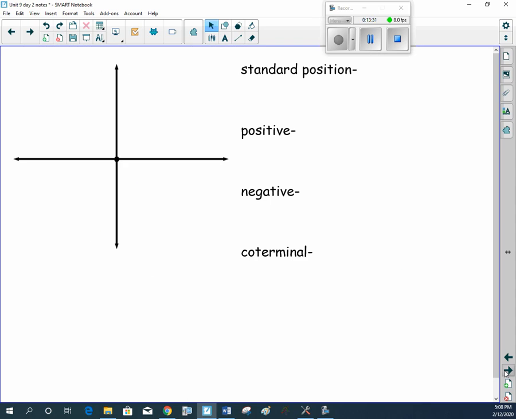Okay, now what we're going to do is we're going to learn how to draw angles. So we all have to do them the same way so that we know what we're measuring and how we're measuring it. So standard position means that you always start from the positive x-axis. So when you go to draw your angle, you're always going to start on the positive x-axis. And that's going to be your initial side.